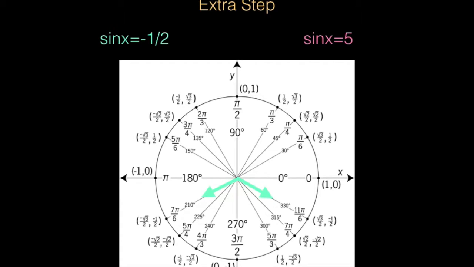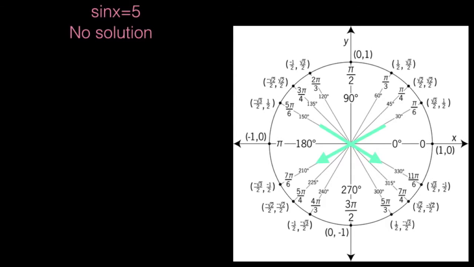So if we look at the unit circle, we have to find the x values that make sine x equal to negative 1/2, and when we look on an interval of 0 to 2 pi, remember from 0 to 2 pi means one full rotation of the circle, we find that when x is equal to 7 pi over 6, and when x is equal to negative pi over 6, or we can also say 11 pi over 6, sine of x is equal to negative 1/2.